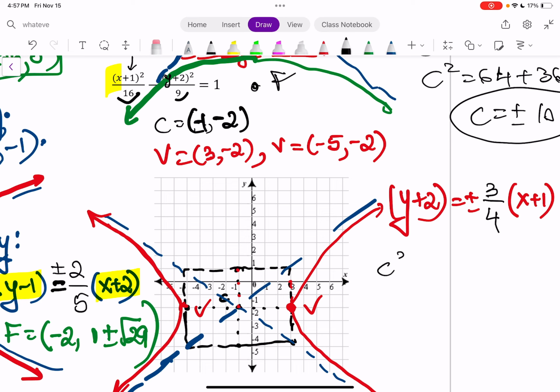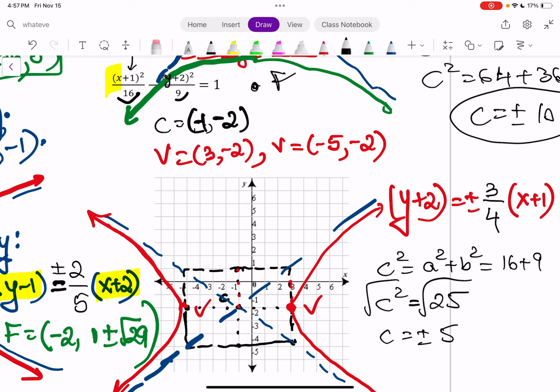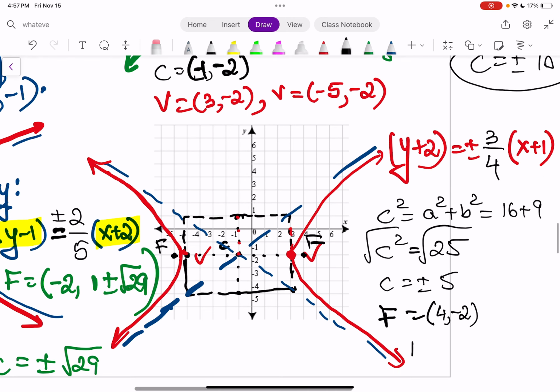Foci. So c squared is a squared plus b squared. So we'll just take those two numbers. Take the square root, and you'll get 5, plus or minus 5. So the foci are going to be 5 units in from the center, so we actually know what that is. So 5 units in from -1 will be at 4, -2. And 5 units down from -1 will be at -6, -2.